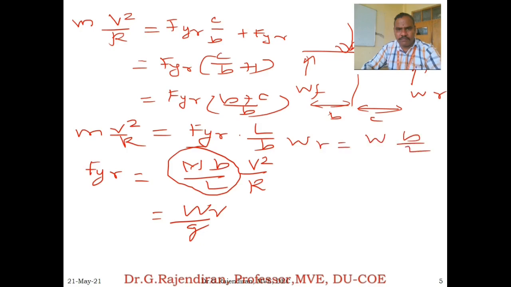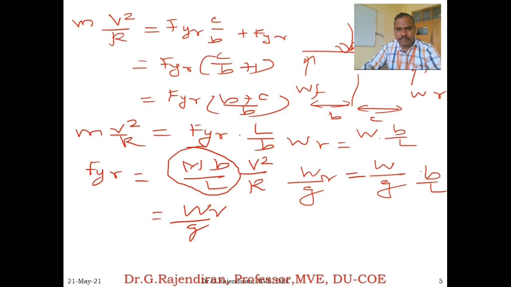WR is W b by L. Correct? So you can take this as mass into g into b by L, over g. This mg is equal to W, so we can substitute here. This is equal to W by g. WR is equal to W b by L. Correct? So you can take it as WR by g, W by g into b by L.